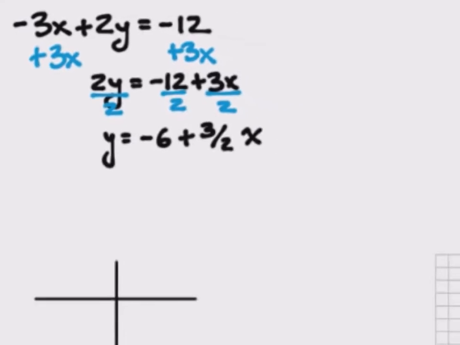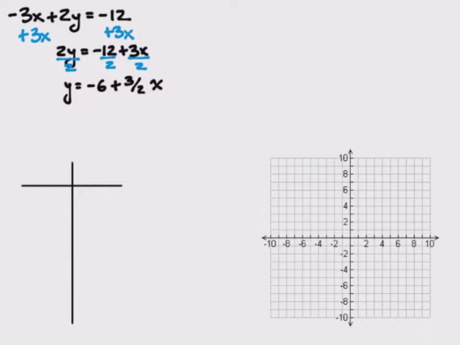So why don't you pause the video, find a whole bunch of ordered pairs using multiples of 2 for your independent variable x, graph those, and hopefully we'll find a pattern and we'll be able to extrapolate.